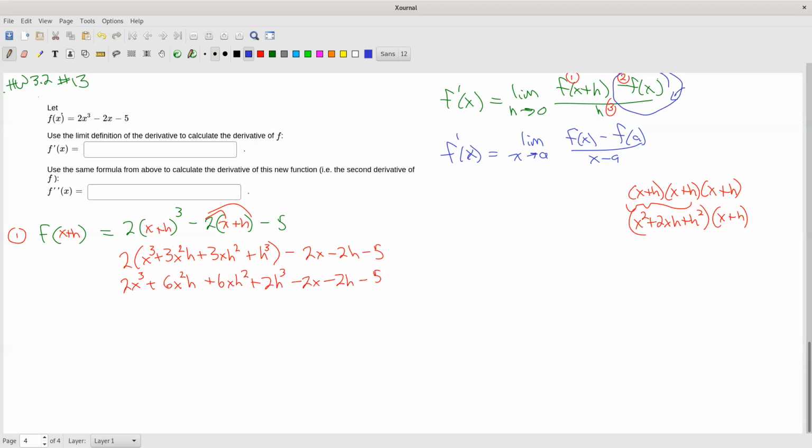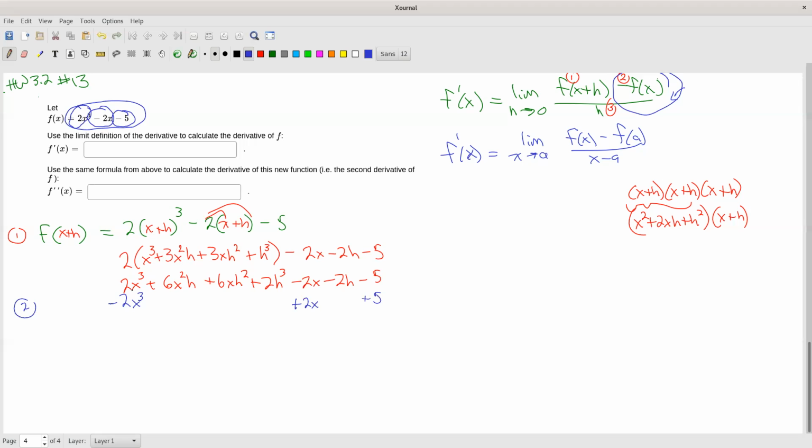All right, step 2 is to subtract the original function. So I want to subtract each of these terms. I think I'm just going to line them up underneath. So this is step 2. I'm going to subtract 2x cubed. And then I need to subtract negative 2x, which means I need to add 2x. And then I need to subtract negative 5, which means I should add 5.